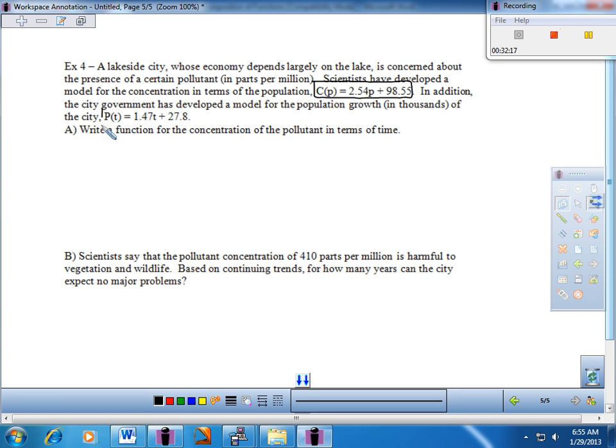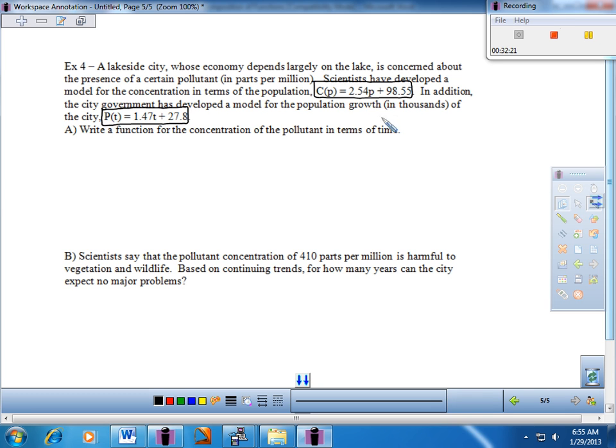All right, so population in terms of time, it looks like. It doesn't really say time is, I'm assuming in years. So we'll just go time in years. And here's what I'm looking for, of course. Write a function for the concentration of the pollutant in terms of time. So you can kind of see how this hopefully progresses. I have concentration in terms of population, and I have population in terms of time. What I'm looking for here is concentration in terms of time.